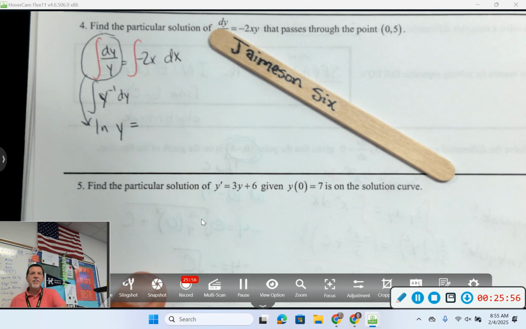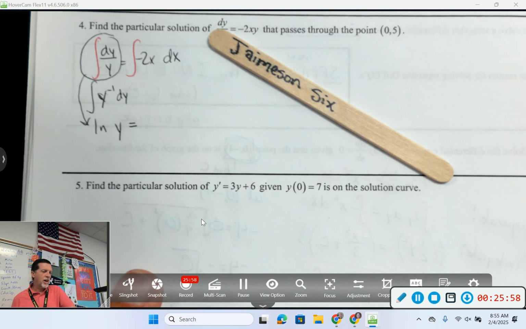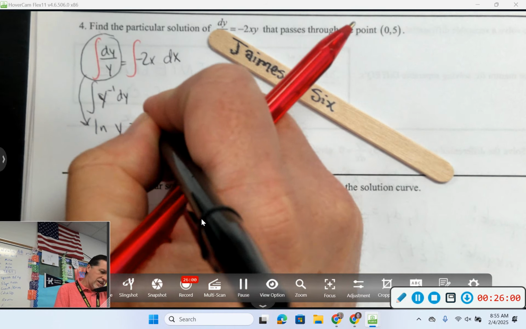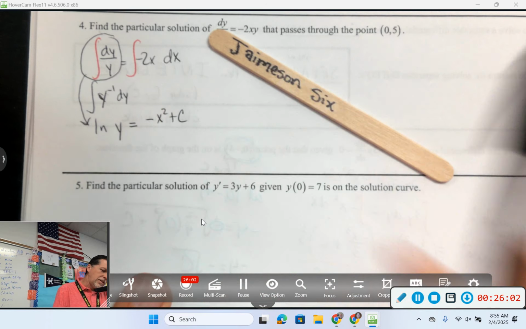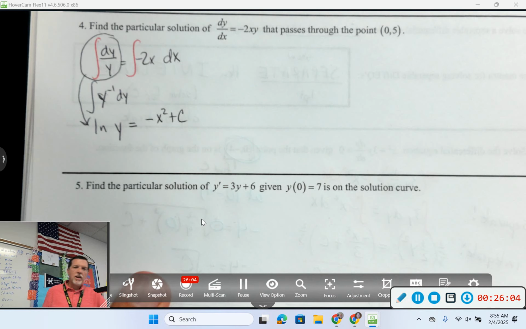Jameson, how about the other side? What's the antiderivative of negative 2x? Negative x squared plus c. Okay, our calculus day is done. Now we are on to algebra world.